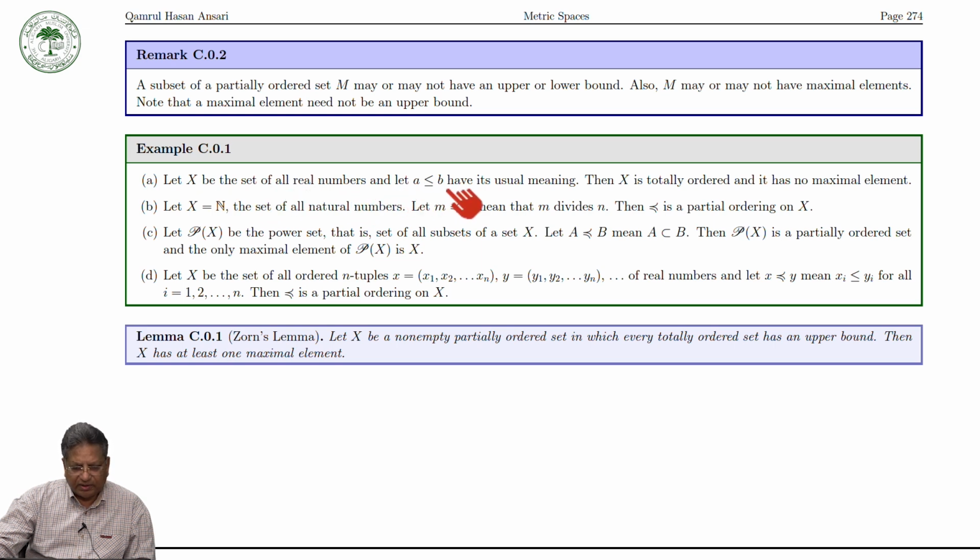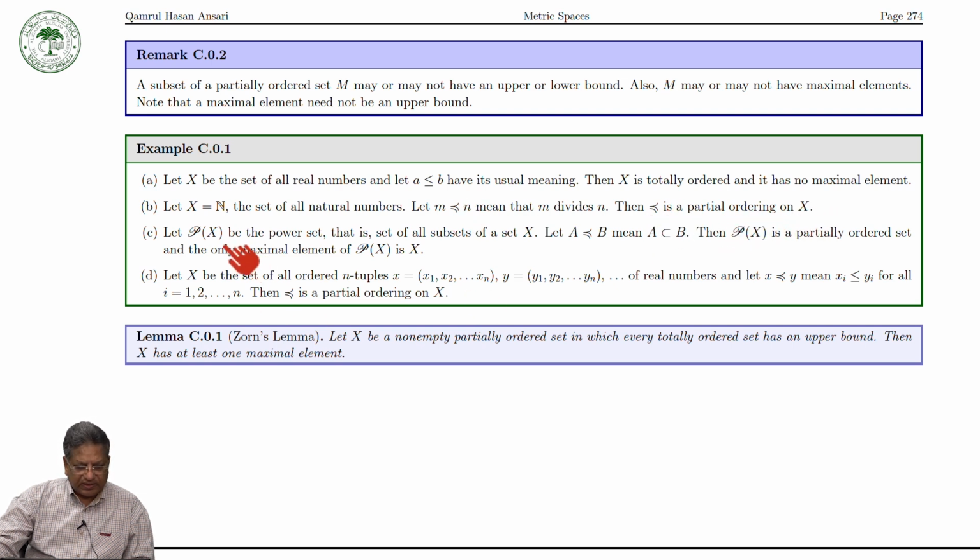and let A less than B have its usual meaning. Then X is totally ordered and it has no maximal element. If X is equal to the set of natural numbers, and we define the ordering like this, M is related to N means M divides N, then this relation is a partial ordering on X.